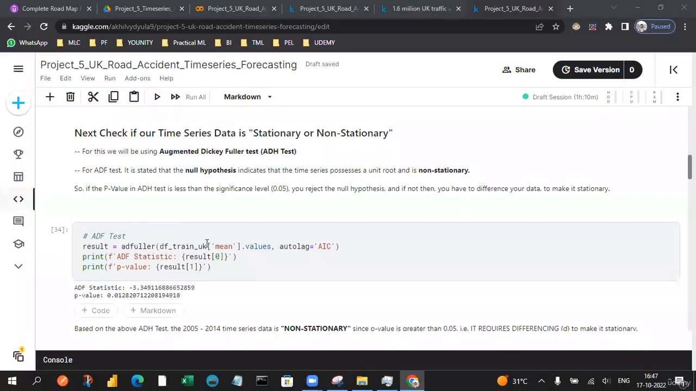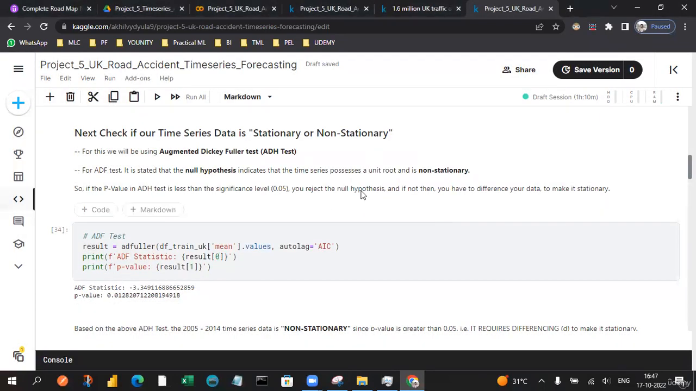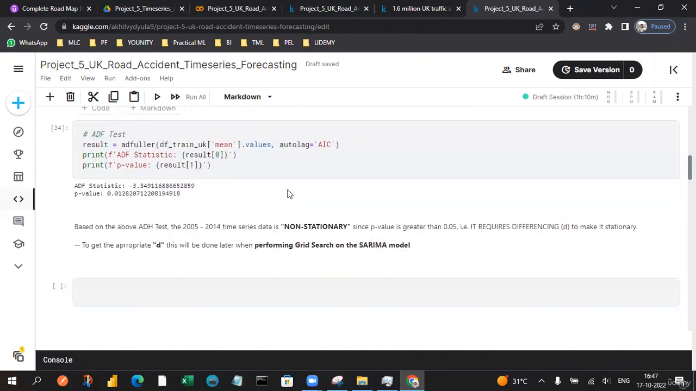In the ADF test, we're going to see the testing results of the null hypothesis, which indicates the time series has a unit root, meaning it is non-stationary. If the p-value arrived from the ADF test is less than the significance level of 0.05, typically, we reject the null hypothesis. If not, then we're going to difference the data and make it stationary.